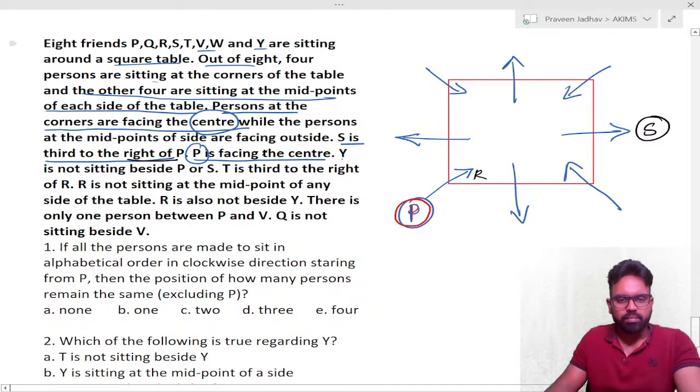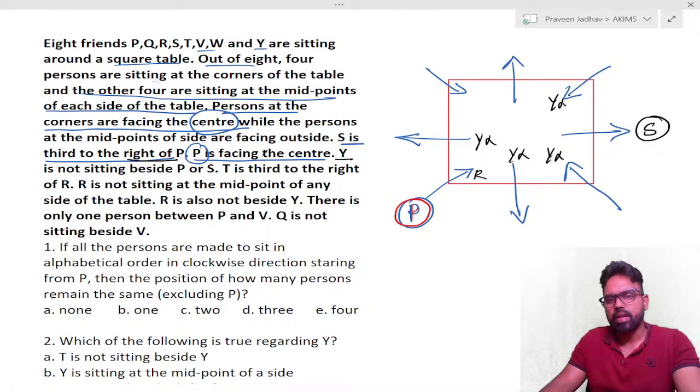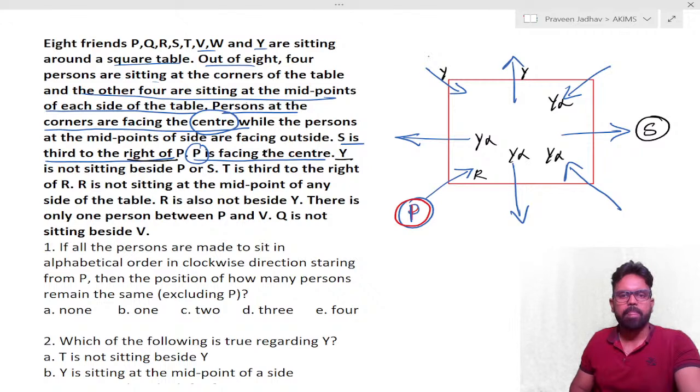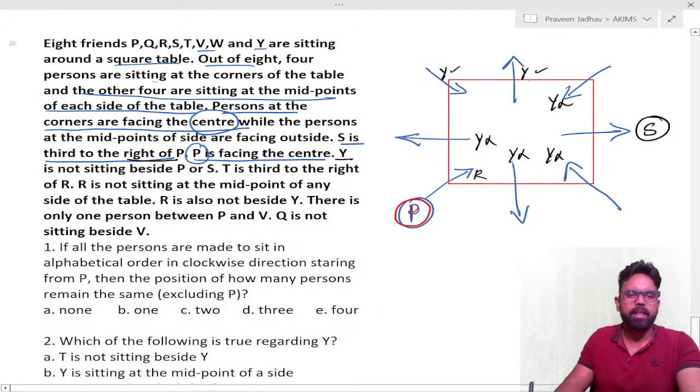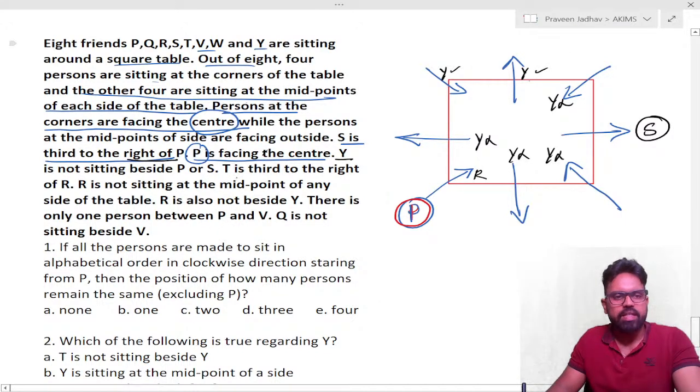Now, look at this. What is he telling? Y is not sitting beside P or S. Y is not here, Y is not here. So Y has only 2 positions. Y can either come here or he can come here. Only 2 positions left out for Y. Understanding? Y is not sitting beside P or S, meaning these are the positions that Y cannot occupy. The only positions that Y can occupy are these 2.